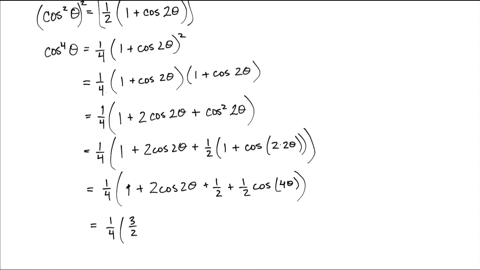So I've got 3 halves, combining the 1 and the 1/2, plus 2 cosine of 2 theta, plus 1/2 cosine of 4 theta. And now this is written in terms of just first powers of trigonometric functions.